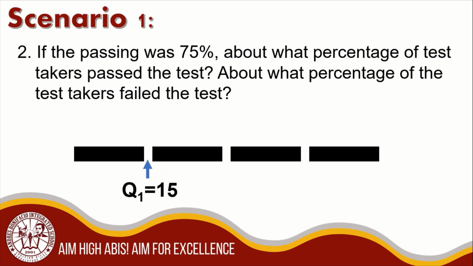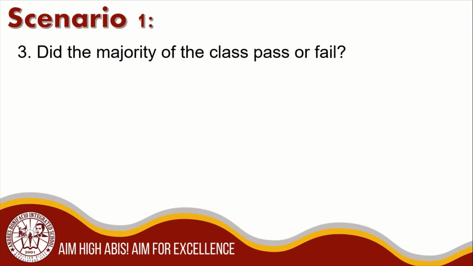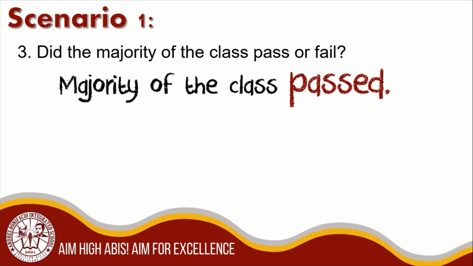And since 15 is in the first quartile, ibig sabihin nito, 25% of the scores are below 15 and 75% of the scores are above 15. It only means that 25% of the test takers failed the test and 75% of the test takers passed the test. Did the majority of the class pass or fail? Since 75% of the class passed the test, yes, the majority of the class passed.